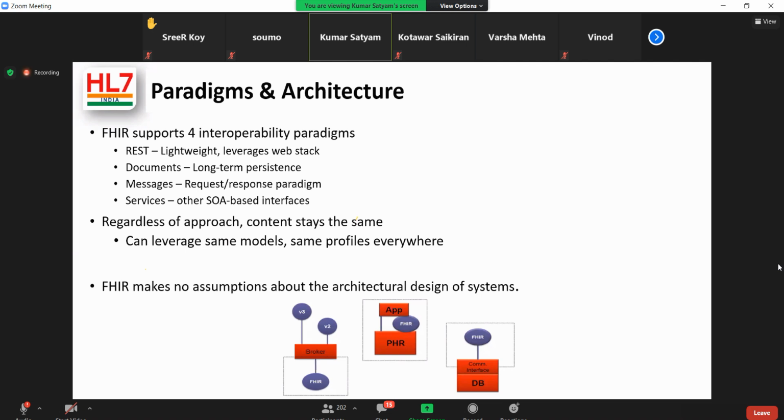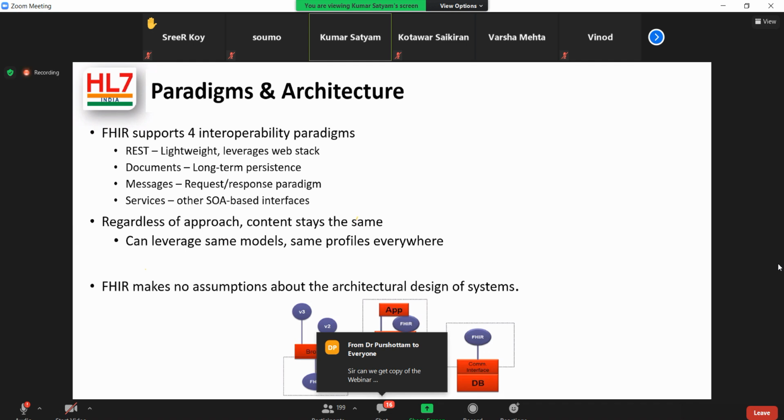It supports messaging like HL7, and it supports SOA-based interfaces also. Now, the last thing that you need to know: FHIR does not make any assumption about the architectural design of the system. FHIR is a spec, and as long as you are able to call its API, and as long as you are able to send and receive resources at minimum, you are fine. You are FHIR compliant. It does not matter how you achieve that. You can put in an interface engine and convert an HL7 version 2 message to FHIR, or you can convert a comma separated file to FHIR.